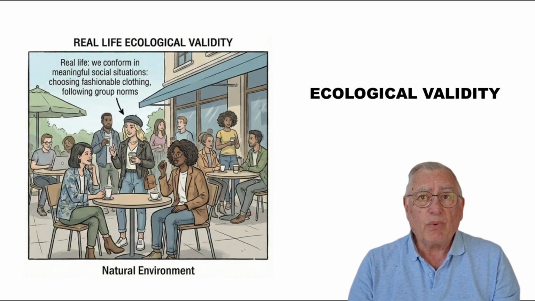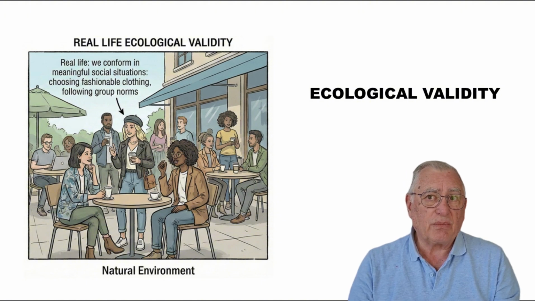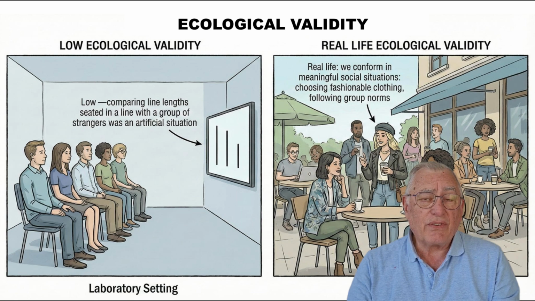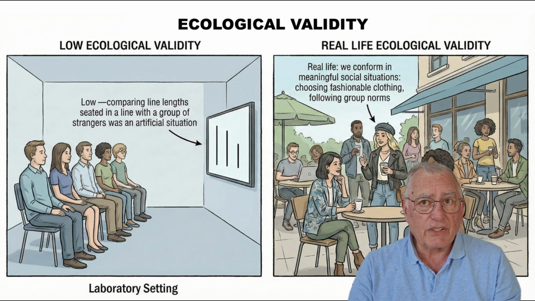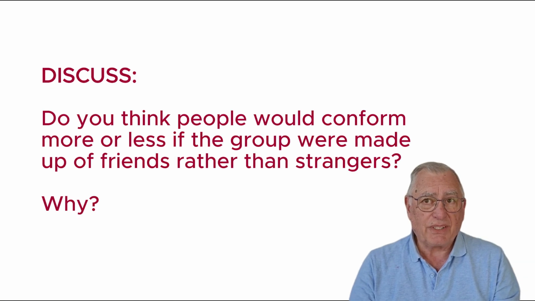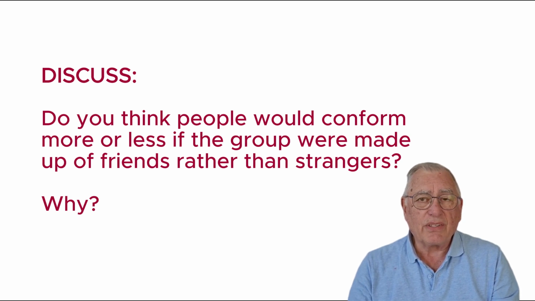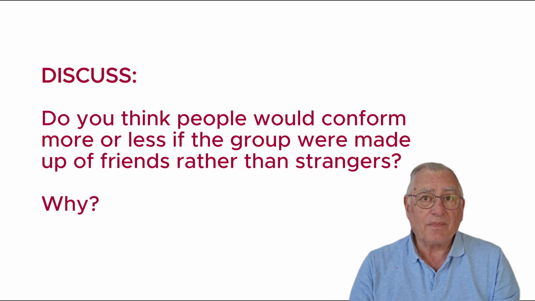In real life, we conform in meaningful social situations, choosing fashionable clothing, following group norms, or going along with friends. Because of this, we cannot say for sure that people would behave the same way in real situations. Here's a discussion point. You may wish to pause the video while you talk about it. Do you think people would conform more or less if the group were made up of friends rather than strangers? And why?